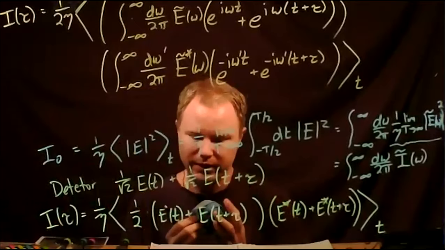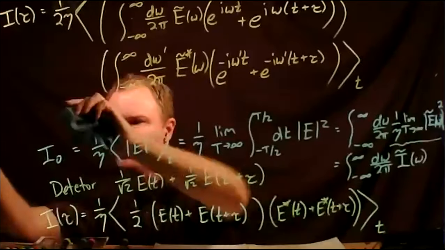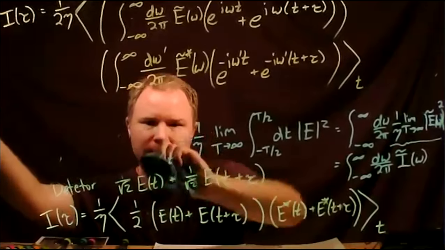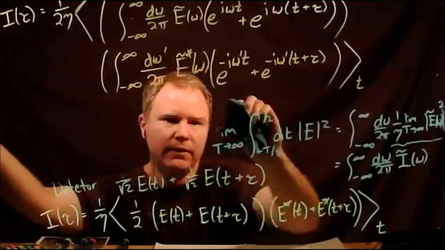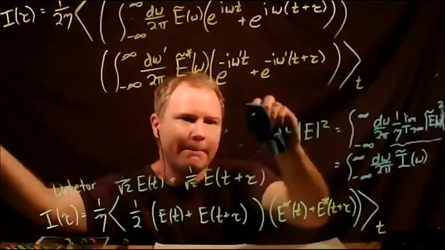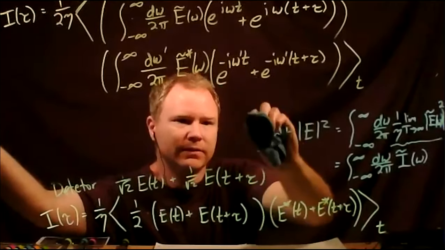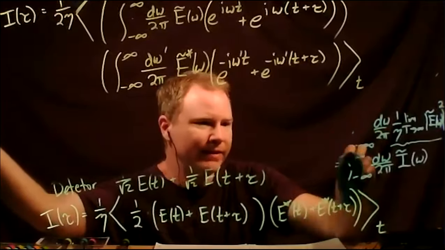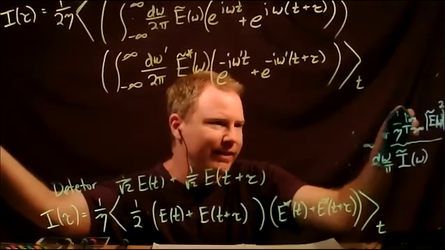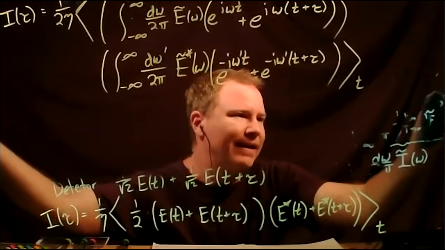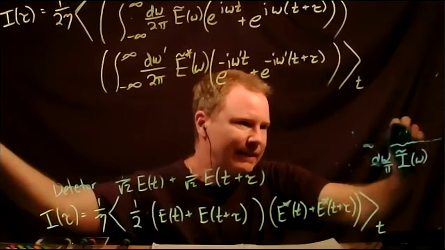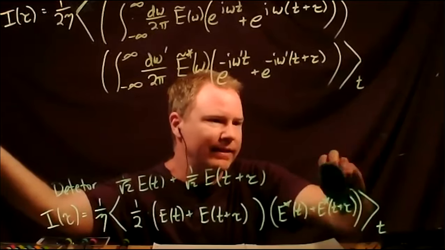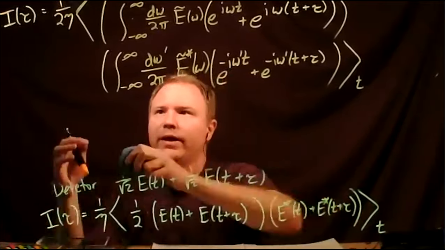Now, let me erase the next line and let's start multiplying out and start considering all the cross terms. Any questions so far or suspicious things I've done mathematically? Not yet. Okay.